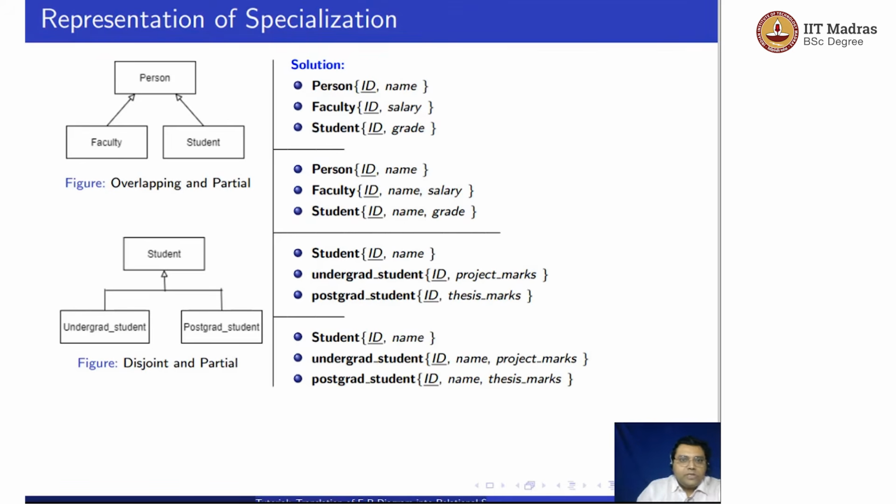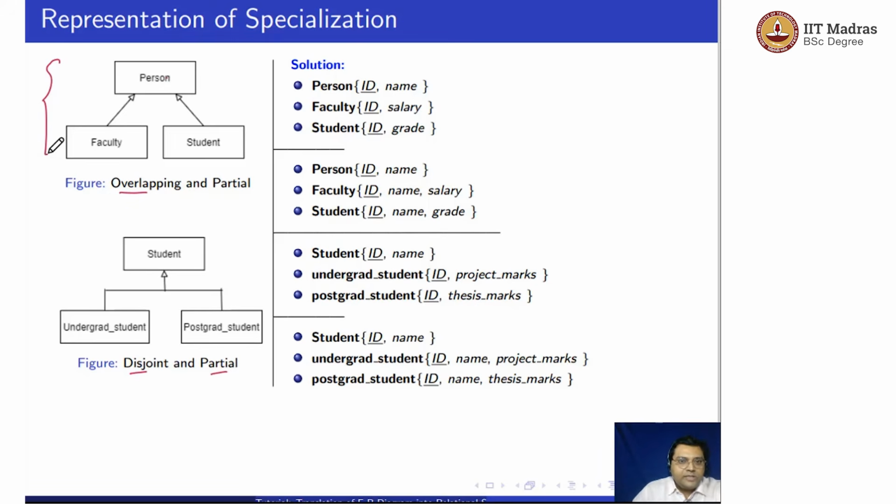Okay, we'll start with the specialization in ER diagram. So it's basically an is-a relationship. Like in this particular relationship, we can say a faculty is a person and a student is also a person. So if you consider a university scenario, the person entities can be of faculty type or it can be student type. Okay. But there are certain constraints in specialization. They could be overlapping or disjoint. They can be partial or total. So we'll see them one by one.